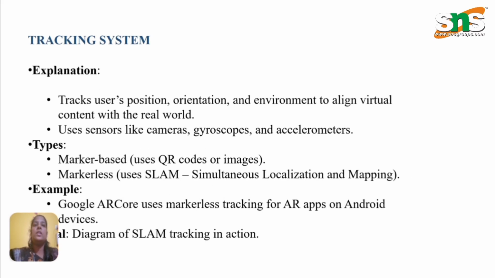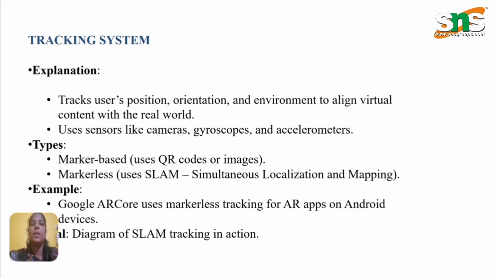So the second is the tracking system. This component is responsible for understanding where the user is and how they are moving in the real world, so that the virtual objects can be perfectly aligned with the surroundings. Without tracking, virtual content would just float randomly and wouldn't match the real world view. The tracking system uses different sensors like cameras, gyroscopes, and accelerometers to capture the user's position and orientation.